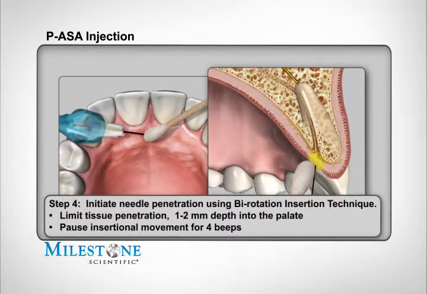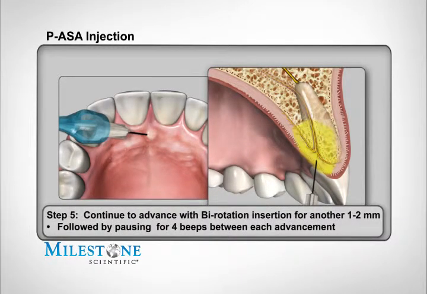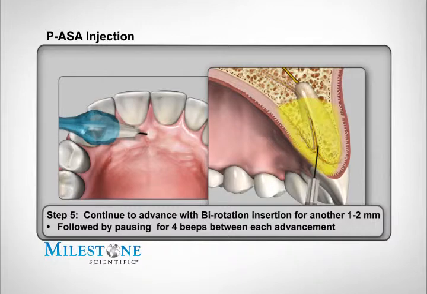Step 4. Rotate the handpiece back and forth with a slight forward movement to allow a shallow puncturing of the tissue to a depth of 1 to 2 millimeters. Then stop forward movement to allow the STA system to continue to deposit anesthetic for an additional 4 to 5 beeps before any further penetration of the tissue. Step 5. Continue to very slowly penetrate the palatal tissue with a gentle back and forth movement while simultaneously advancing another 1 to 2 millimeters before pausing once again. It should take anywhere between 8 to 12 seconds to reach bone, depending on the thickness of the palatal tissue.